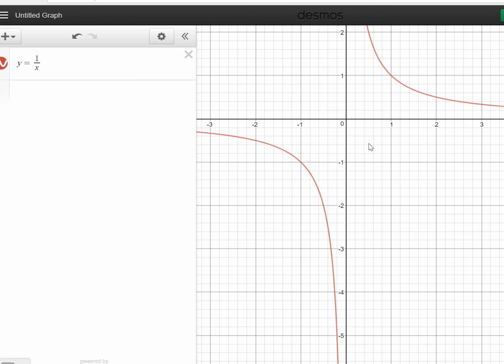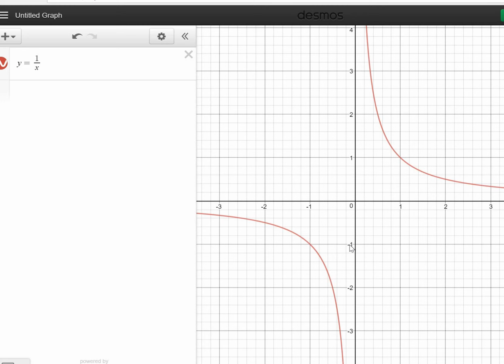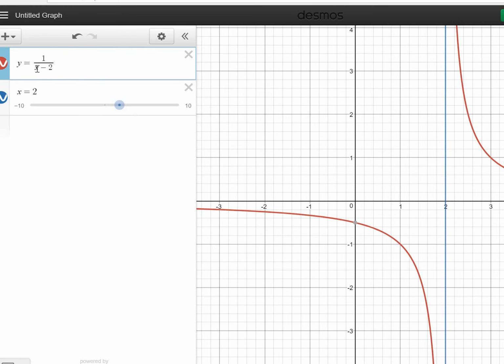How might we move our graph side to side? That would involve moving the vertical asymptote. The vertical asymptote is currently at x equals 0, this blue line here. Remember how we got that? We don't want the denominator to be equal to 0. So if we wanted to move our vertical asymptote, say, to 2, we would need the denominator to not be able to equal 0. If x equaled 2, we would get 2 take away 2, which is 0, and we're not allowed to have that on the denominator of our fraction.